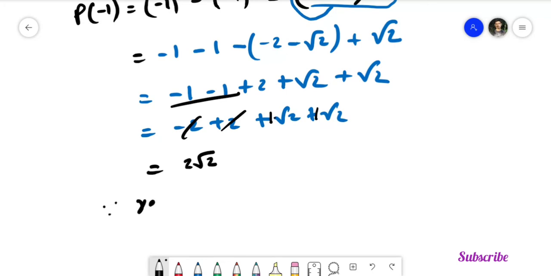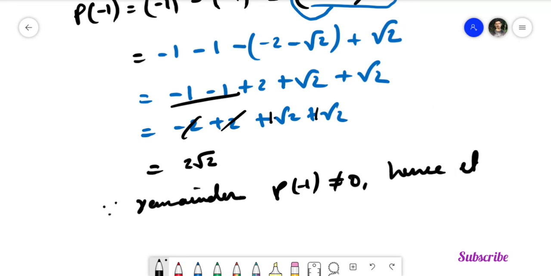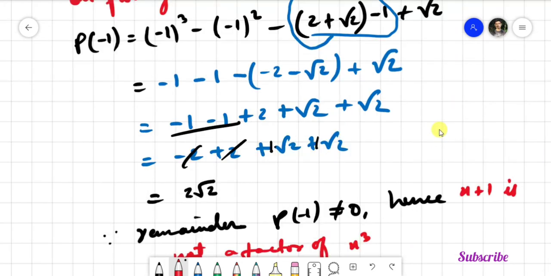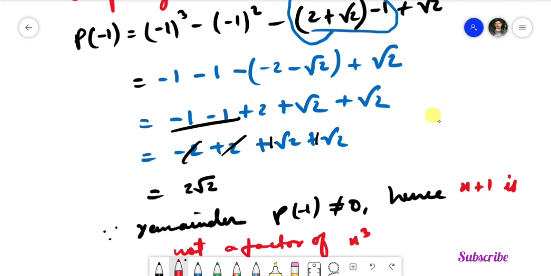The remainder p of minus 1 does not equal 0, hence x plus 1 is not a factor of x cube minus x square minus 2 plus 2 root 2 x plus root 2.